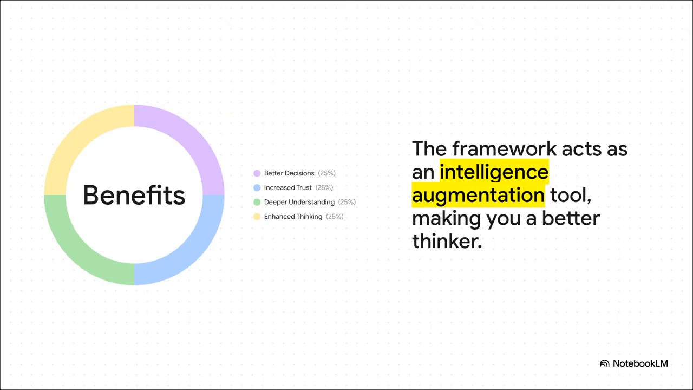This idea has a name. It's called intelligence augmentation. The whole point isn't for the AI to replace you or make you obsolete. The point is for the AI to make you smarter. It helps you enhance your own critical thinking, which leads to better decisions. You're not just getting an answer, you're learning a better way to think.